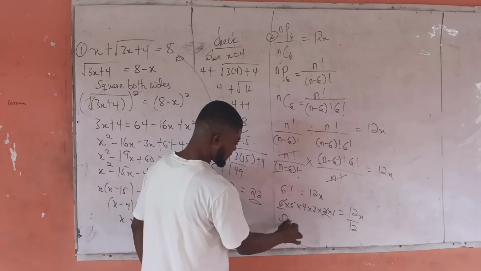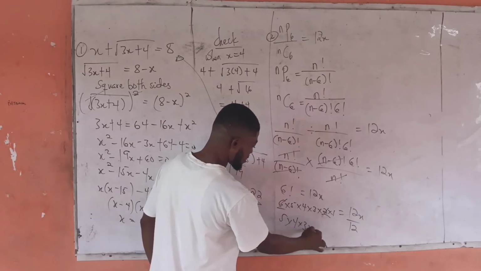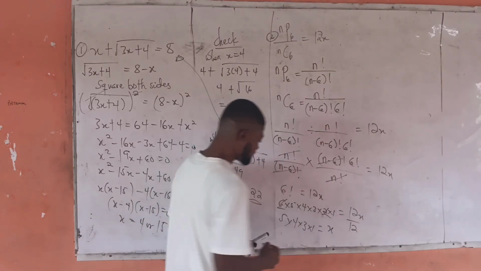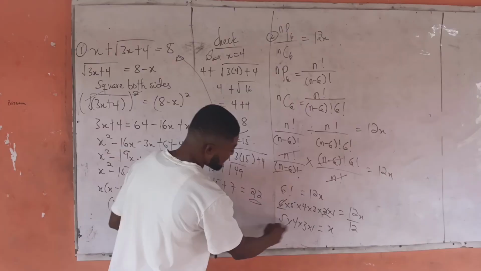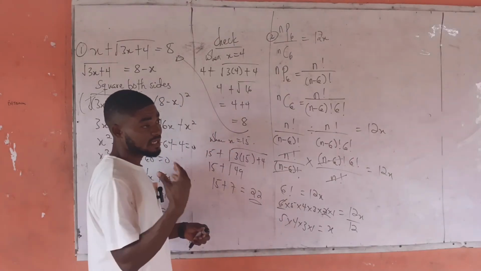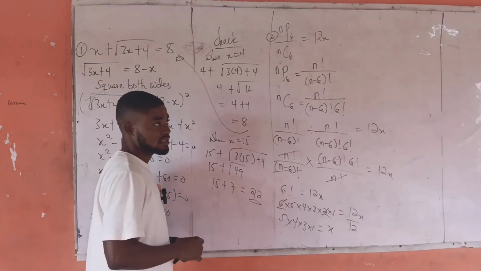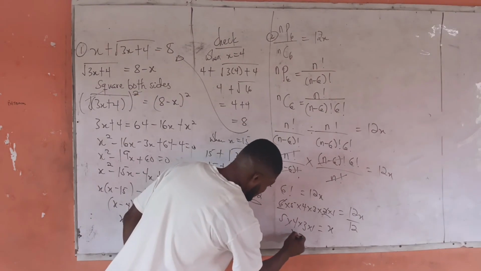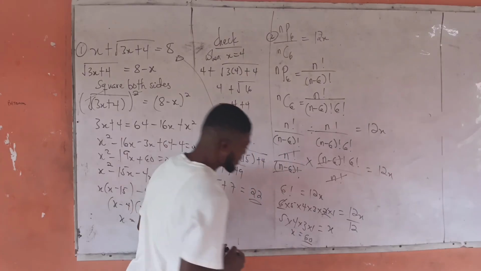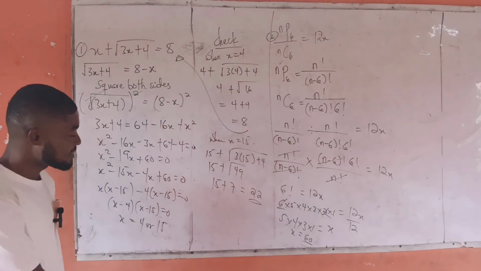I have 5, 4, 3, 1, x. 5 fours are 20, 20 times 3, that should be 60. Yes, so that should be 60. 60 times 1, 60. So x is equal to 60. And so question 2 has been done.